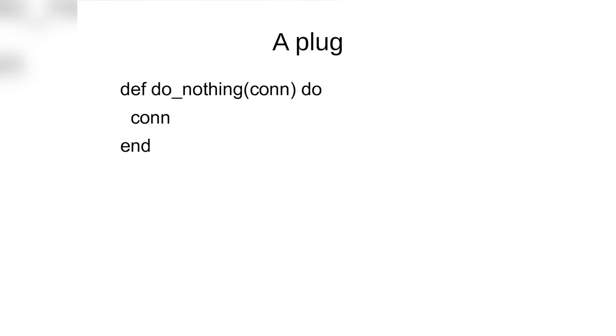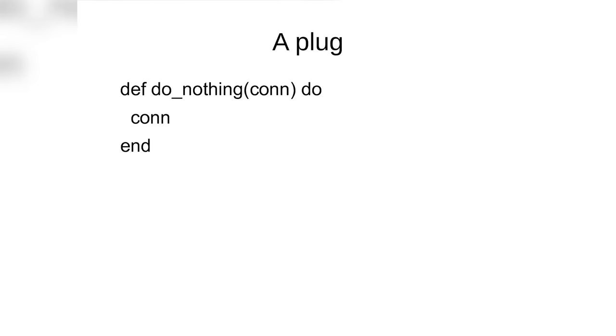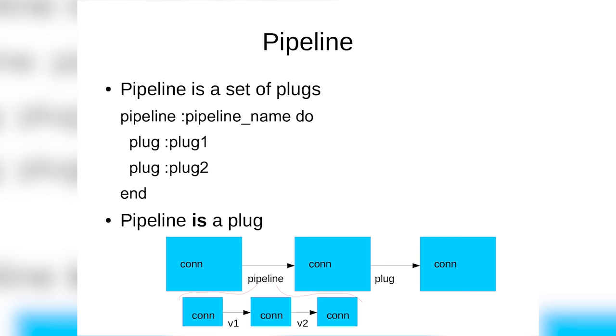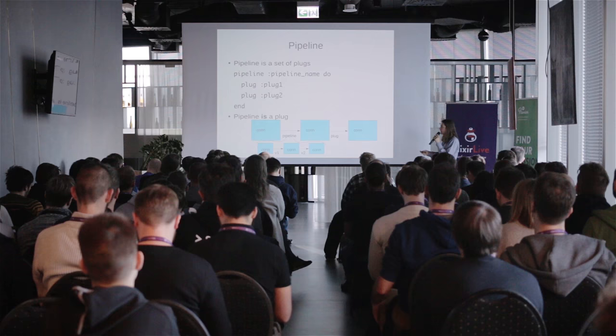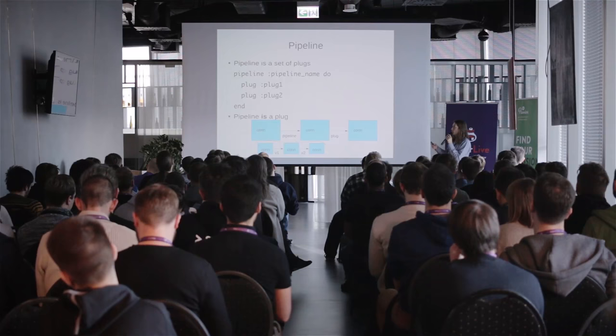And you probably are not surprised now that a plug is just a function that takes conn as a first argument and returns conn. So the pattern is, again, the same. This plug does nothing. It just returns the conn unmodified. However, the difference is that when we create a pipeline from plugs, we can't just directly use the pipe operator. There's a pipeline macro for that, where we specify the pipeline name and then list all the plugs. So the pattern is almost the same. A set of plugs or a pipeline is just a plug itself. It takes a connection and returns a connection.